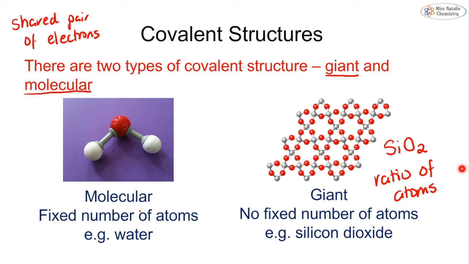We also have a molecular structure, which means that we have a fixed number of atoms. For example, water, being H2O, every single molecule of water will have 2 hydrogens and 1 oxygen. That doesn't change. That is a fixed number. And it is this small molecule that forms the structure, and we call these molecular structures.